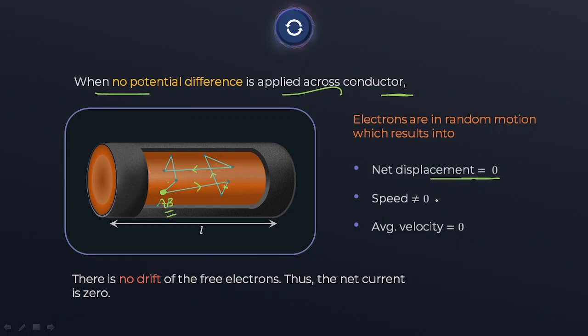So when we write average speed, that is distance by time. Of course, it will not be equal to zero. When we write average velocity, that is equal to displacement divided by time. Since displacement is zero, this will also be how much? Zero only, right? So there is no drift of the free electrons, thus net current is how much? Zero. Simple. The electrons are moving in random motion, due to which displacement is zero.